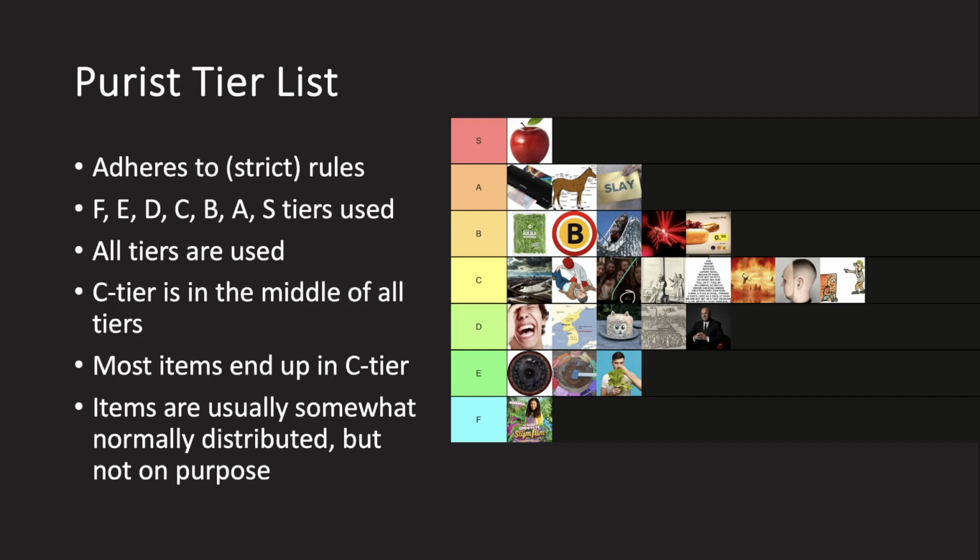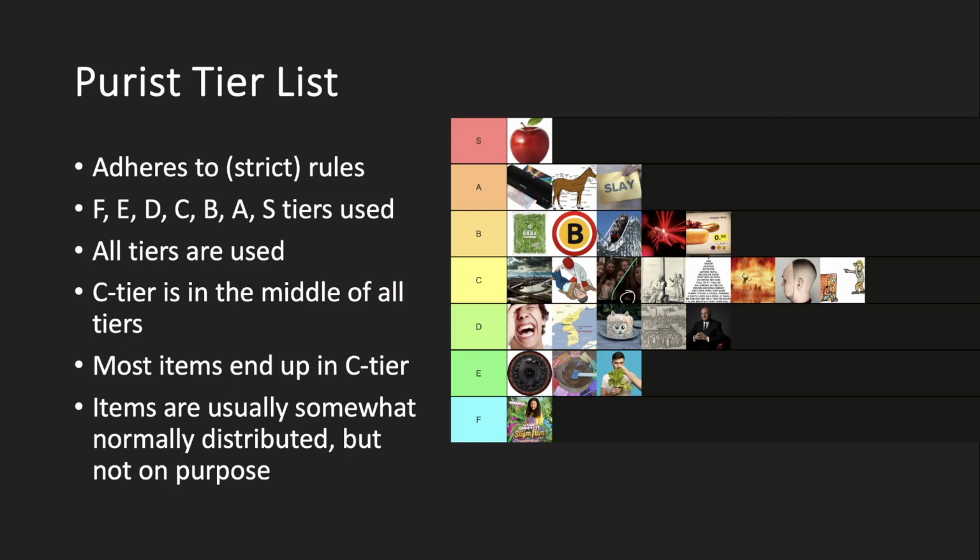Starting with the purist tier lists, as I said, they adhere to strict rules, and the F, E, D, C, B, A, and S tiers are very commonly used. If tiers are added or tiers are removed, that's usually for a good reason, and if a tier exists, then it should be used by placing an item into it. Ideally, C tier is in the middle of all the tiers, as it is the average tier. A C grade, of course, represents an average grade, and most items end up in this C tier because most items should be around the average.